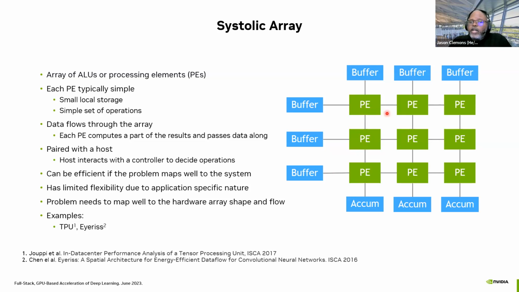Typically, these PEs will have a small amount of local storage just to keep things in memory and be efficient there. And they'll do a simple set of operations. It may be as simple as FMAs. It may be something even more complex. It may be some activation functions, but it's typically simple things that they do. Their data flows through the array. So basically, each PE is computing a part and passing along partial results, or passing along data so someone else can do their partial results. And then at the end, you typically have to aggregate these results to get an answer.